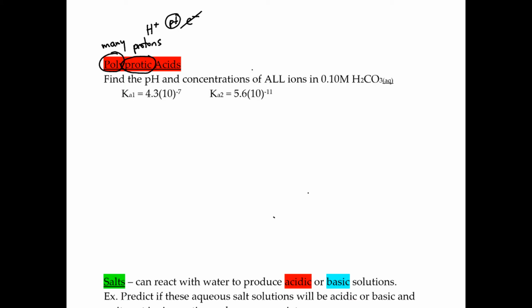A polyprotic acid, you could almost think of it as a mixture of two acids. It's a mixture of H2CO3 in this case and HCO3 minus, because it's going to give up an H twice. The first time it gives up an H, the H plus comes off and you're left with bicarbonate.